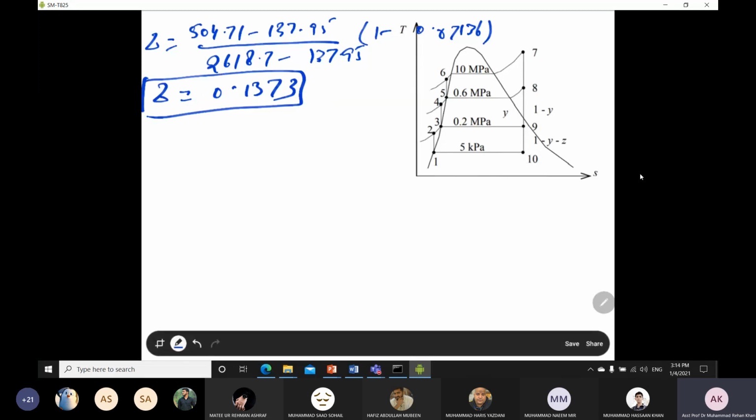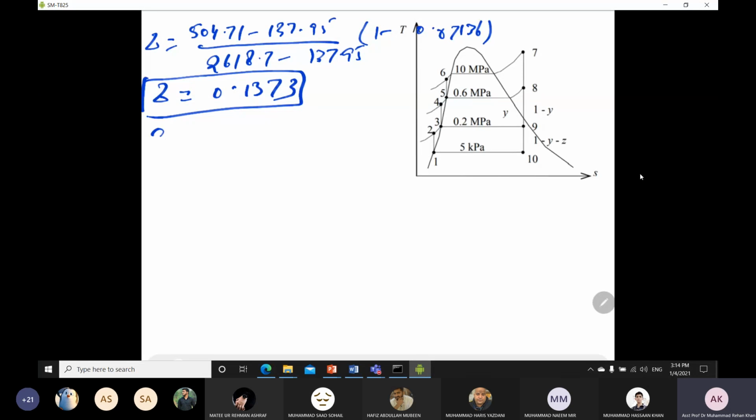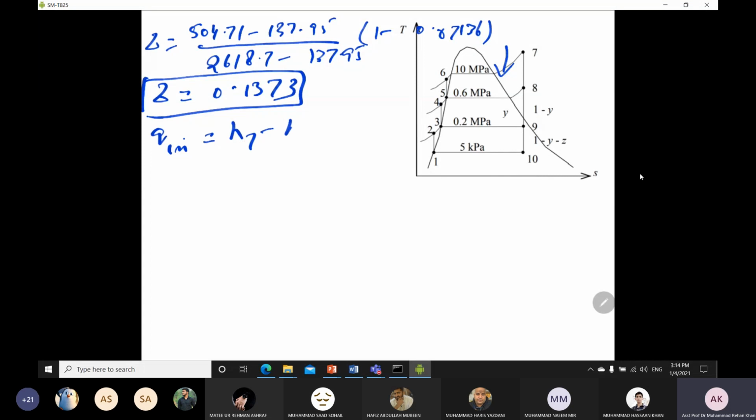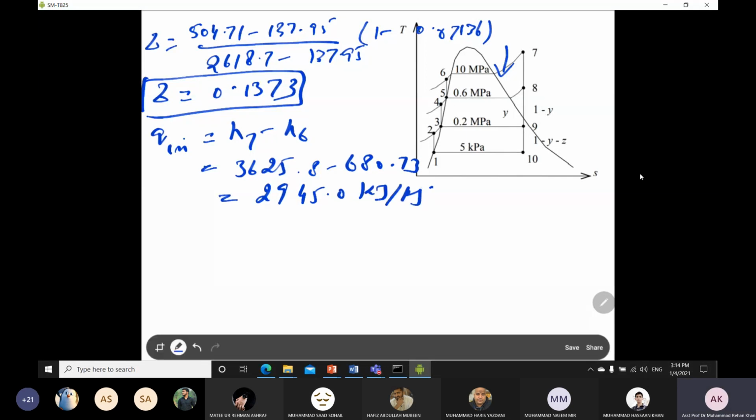Okay, so now coming towards the thermal efficiency and the power of your regenerative Rankine cycle, you have to find Q in first. So Q in is equal to H7 minus H6, because between 7 and 6 there will be a heat addition. So you just have to add the values, which is 680.73, and after solving this you will get 2945.0 kilojoule per kg.